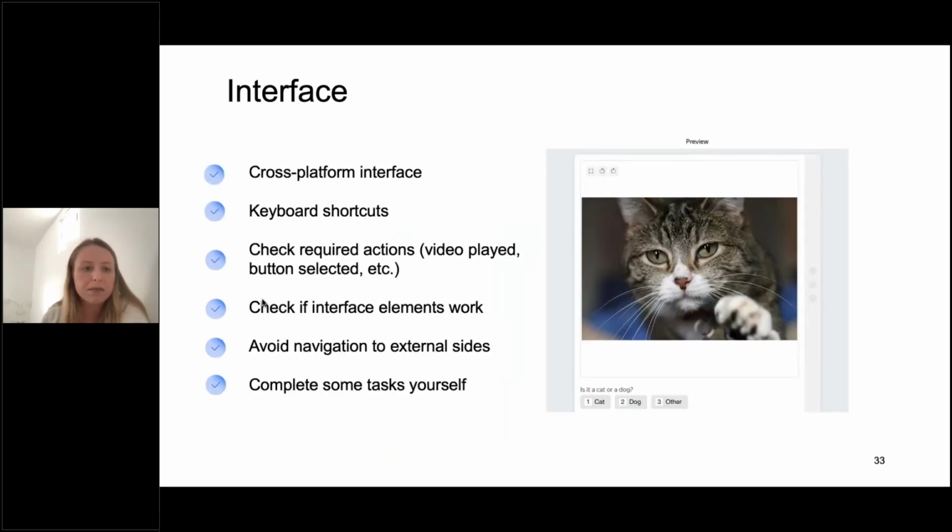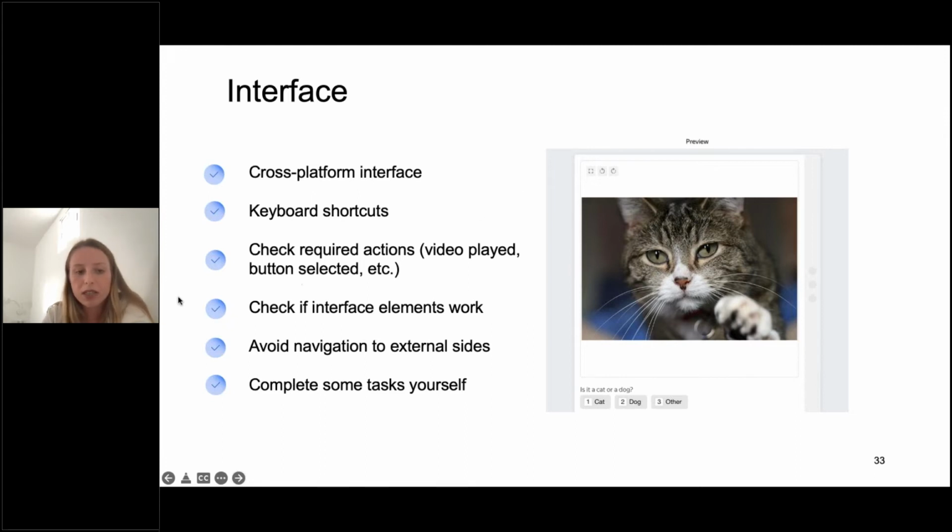And regarding the tips with the interfaces, you should always focus on the fact that if your interface will be used on different platforms, you actually should design it to be cross-platform. And also, if you know that people will be taking it using computers, it's a good idea to add some shortcuts. So in the example here, you can see that in order to choose cat or dog on the picture, a user can use 1 or 2 shortcuts on their keyboards.